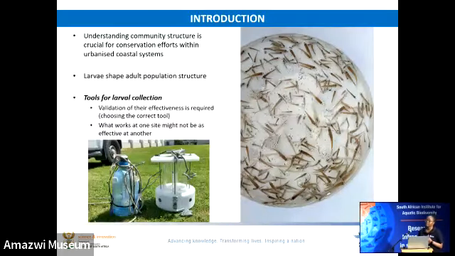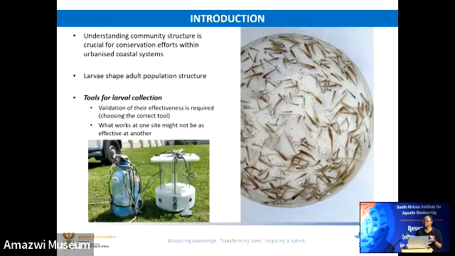So in terms of understanding the community structure, it's crucial. Understanding community structure is important for conservation efforts, especially within urbanized environments. And since I'm focusing on the larvae, which are the early life stages, those are the ones who actually tell us how the population structure is going to look like. So in terms of sampling the larvae, you need to select a certain tool that works.